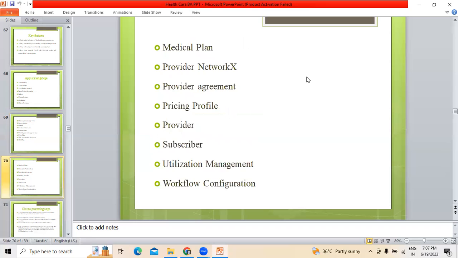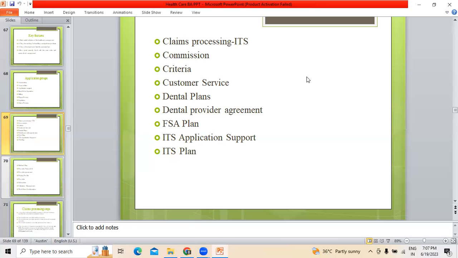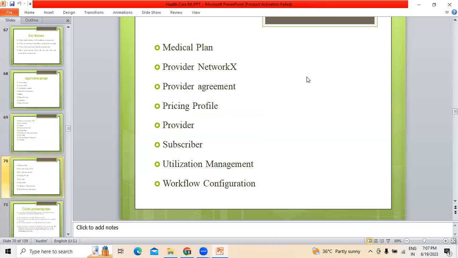In addition to what I have explained about claim processing, in connection to that, these are the things. One is the medical plan. Whichever medical plan that person belongs to, we need to have a choice to select that. At the same time, you need to have an option for provider network. Whichever provider network they belong to, that has to be added. Even the provider agreement and pricing profile: whatever provider agreement there is, it has to be updated here equally. Terms and conditions will be mentioned in it. At the same time, the pricing profile, because as I told you, there are different pricings for different services.